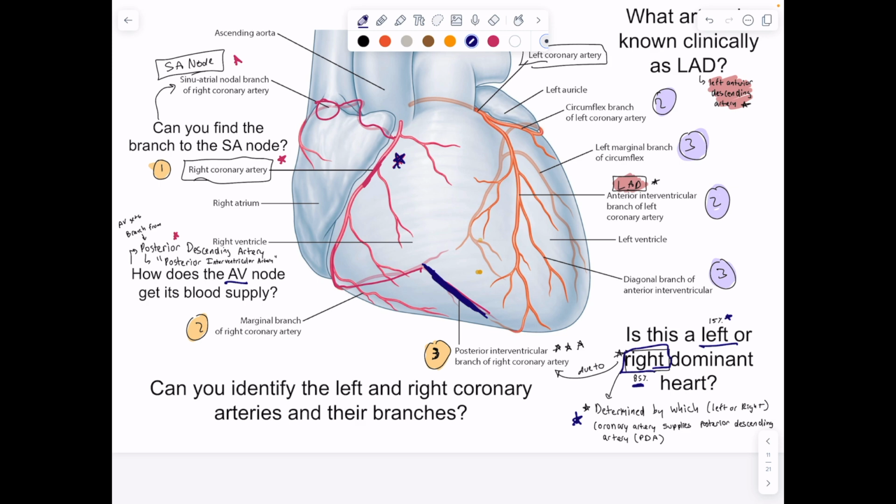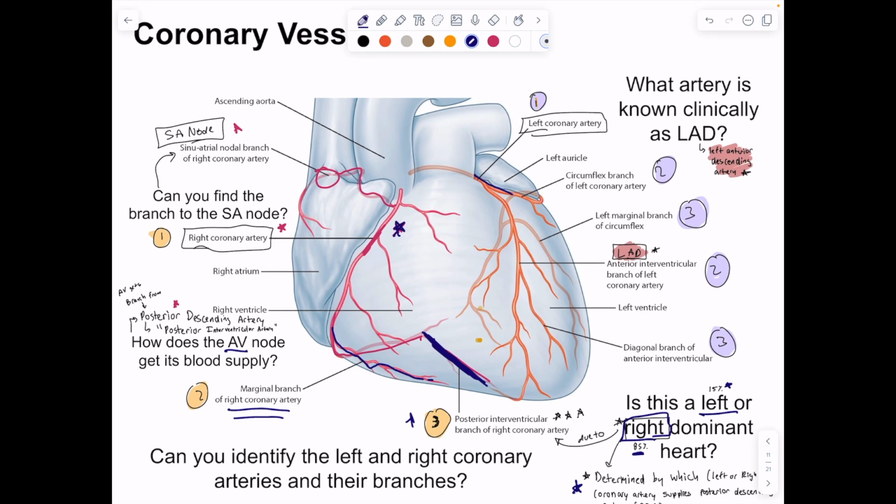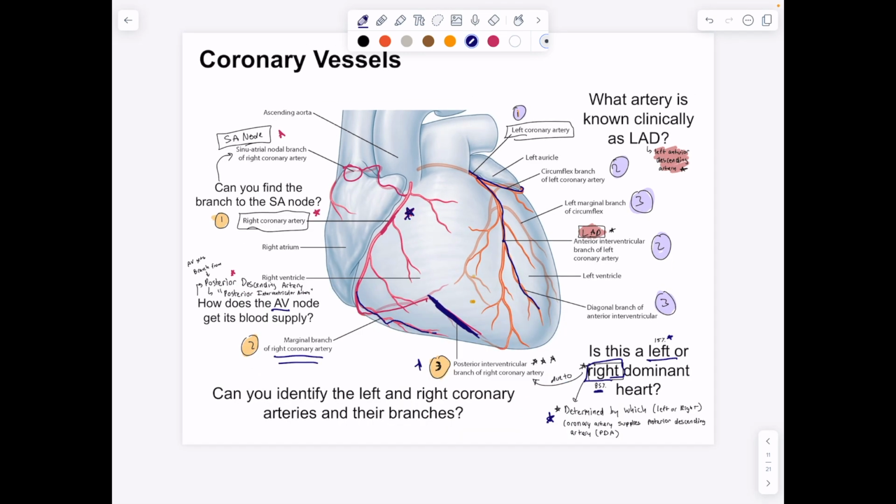All right, and then also important to note, we have a marginal branch of the right coronary artery on the anterior side, and then in the back, we've mentioned this guy quite a bit. Left coronary artery we have coming out here, we have the circumflex branch, and then we have the interventricular branch, that's anterior, so the anterior IV branch of the left coronary artery, and then further, we have the diagonal branch of the anterior interventricular artery.